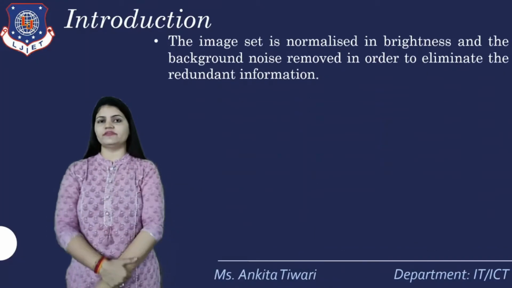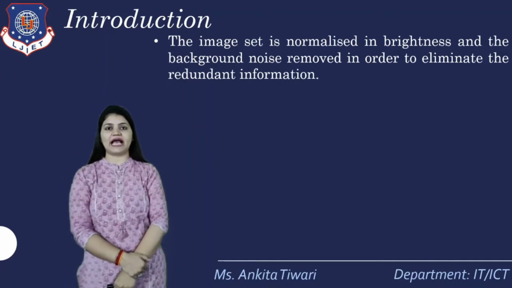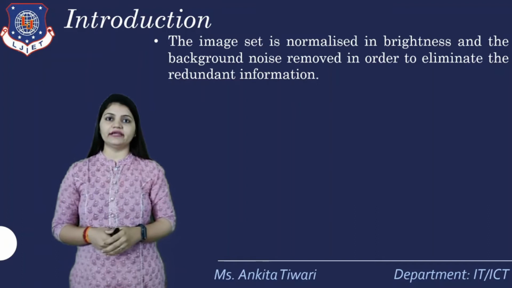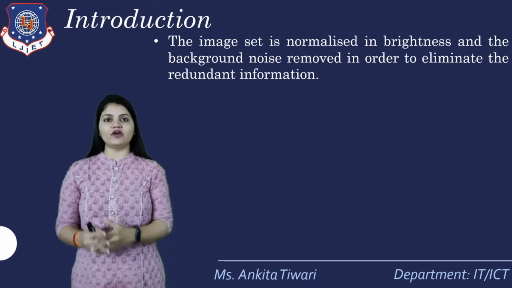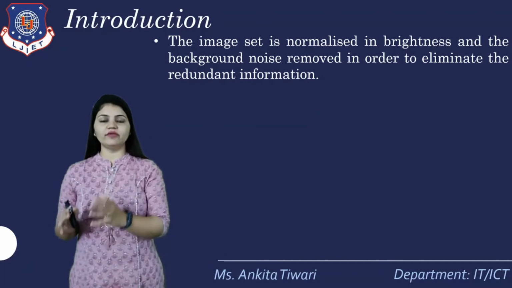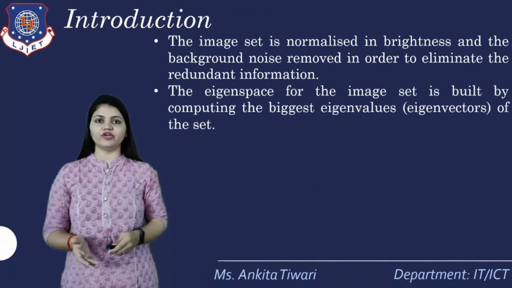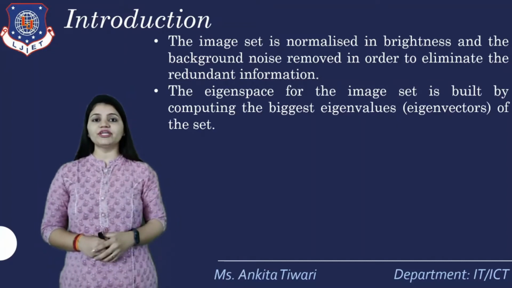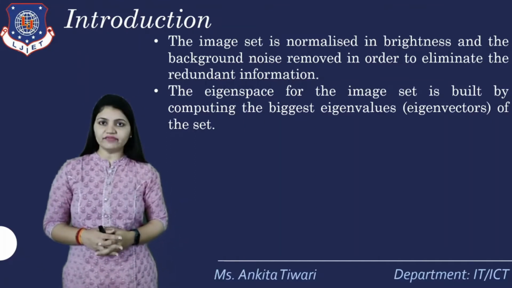So here, the introduction. First of all, what are eigenvalues, the eigenspace, or the eigenvectors that we are going to discuss in this chapter? The image set that we are taking is normalized in terms of brightness, and background noise is removed, in order to eliminate the redundant information available for a particular image. So we are doing that in a particular basis. The eigenspace for the image set is built by computing the biggest eigenvalues, that is, the eigenvectors, for the set we are taking.